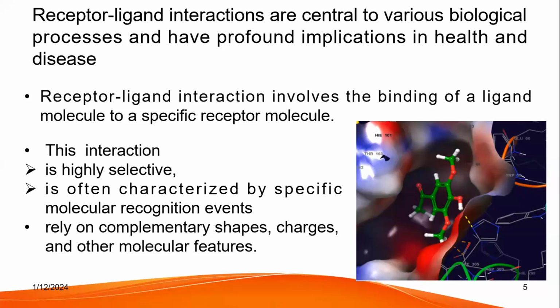So receptor ligand interaction involves the binding of a ligand molecule to a specific receptor. The interaction is highly specific. It is often characterized by specific molecular recognition events and relies on complementary shapes, charges, and other molecular features.